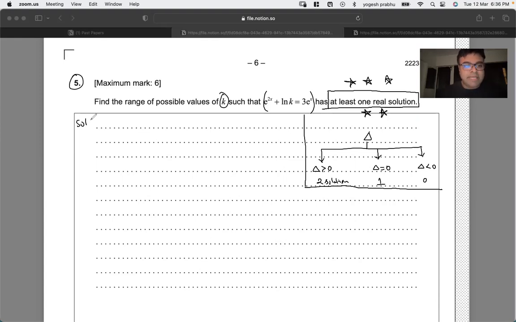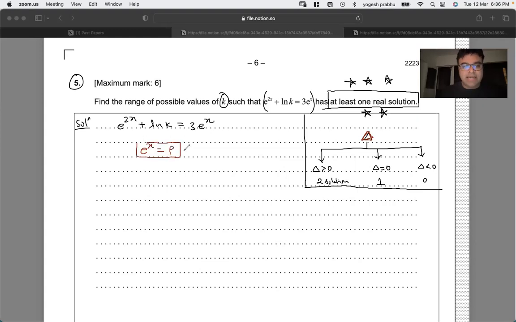Okay, now the solution begins. We have this already. So it is e to the power 2x plus ln k is equal to 3 e to the power x. Now, how do we solve? I always want to simplify. I definitely want quadratic to work with delta. So delta, that means quadratic. And how do I get a quadratic? I can plug in e to the power x as p.